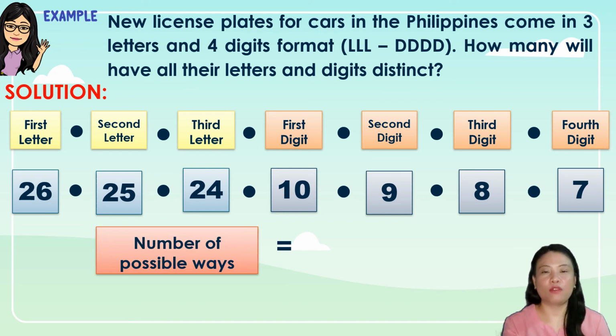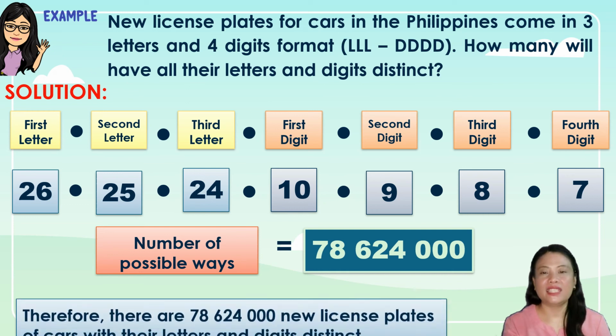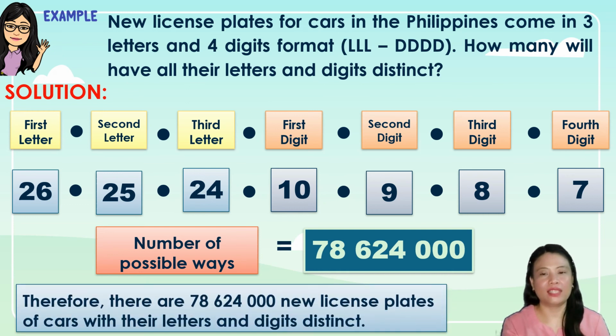Hence, the total number of plates with no repeated letters or digits is 26 times 25 times 24 times 10 times 9 times 8 times 7. The product is 78,624,000. Therefore, there are 78,624,000 new license plates of cars with their letters and digits distinct.